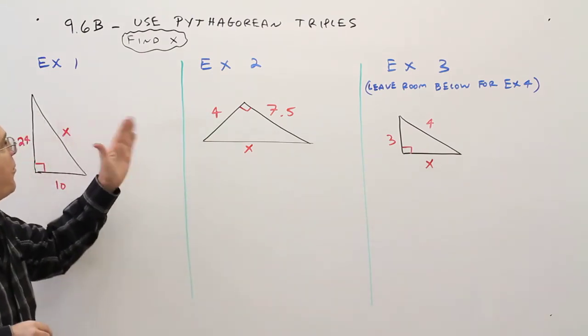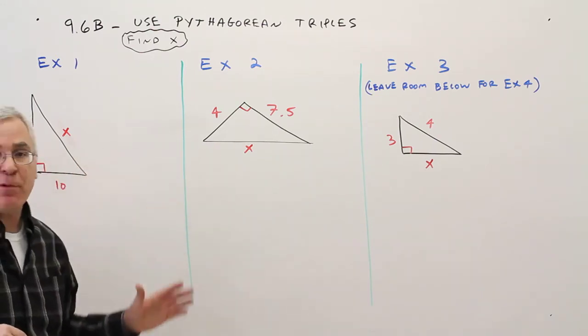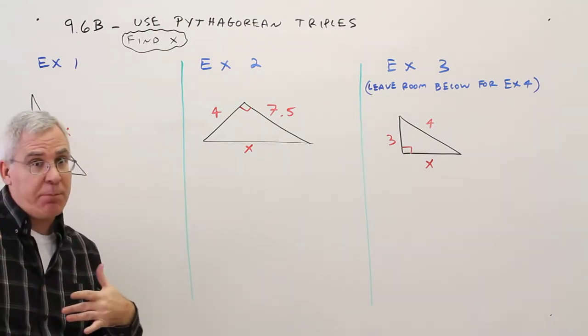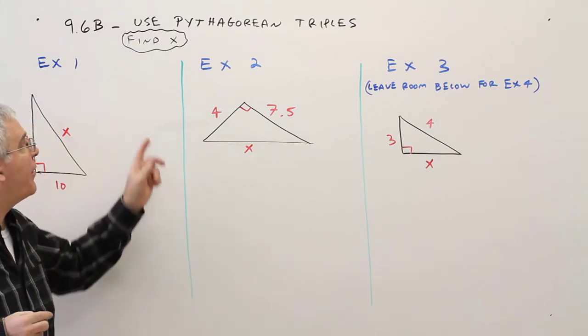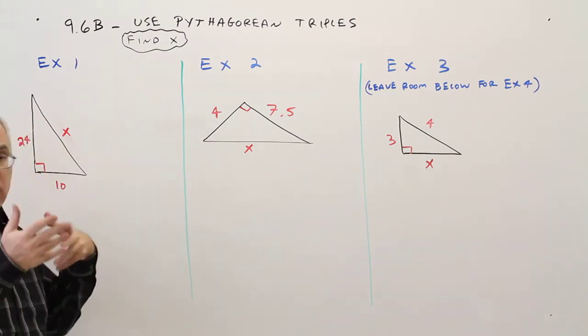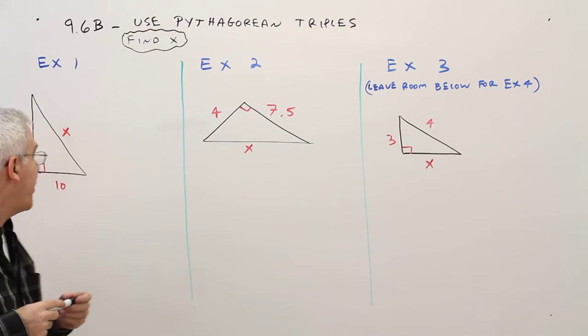Alright, so we've got 3 examples. All 3 examples involve right triangles, so we're thinking Pythagorean theorem or Pythagorean triples, and we're to find x. X could be a hypotenuse or a leg, that's very important.